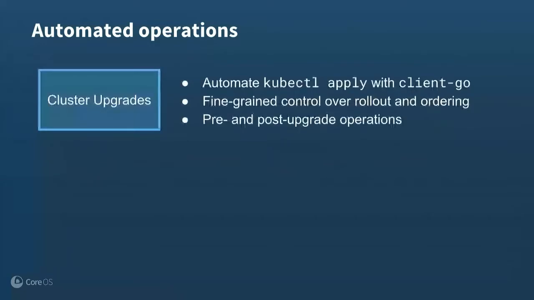So the first thing is cluster upgrades. We upgraded a component manually, but really what we want to do is use client-go, which is the Kubernetes client library, to perform upgrades in a safe and reliable manner. We want to make sure that we have fine-grained control over how we roll things out, in which order we upgrade things, and then also if there are any pre- and post-upgrade operations that we want. And so this is something we do in Tectonic.